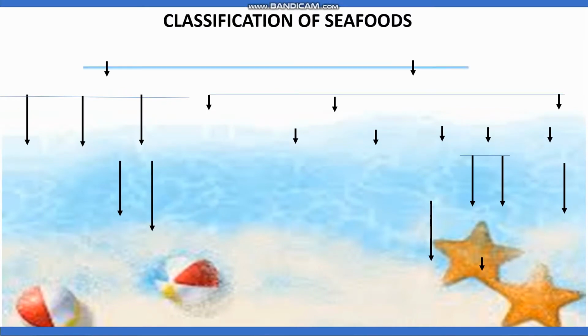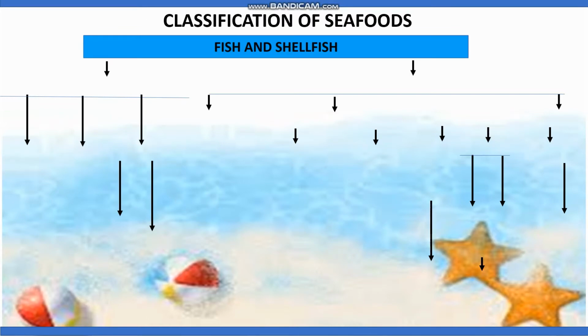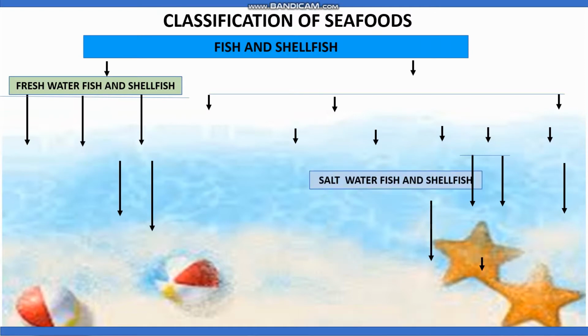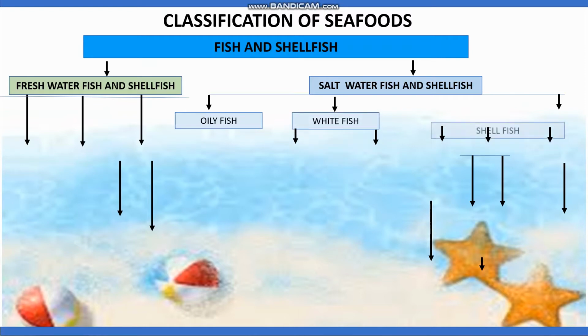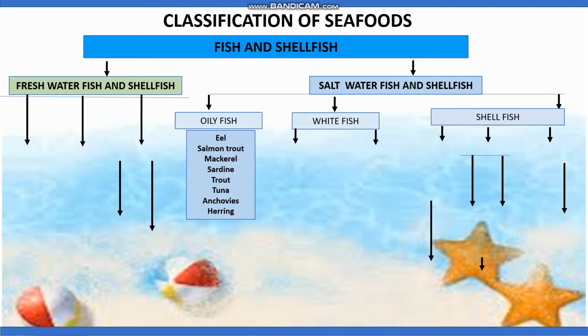Classification of seafoods: fish and shellfish. We have freshwater fish and shellfish, and saltwater fish and shellfish. Under saltwater fish and shellfish, there are oily fish, white fish, and shellfish. Oily fish examples are eel, salmon, trout, mackerel, sardine, tuna, anchovies, and herring.